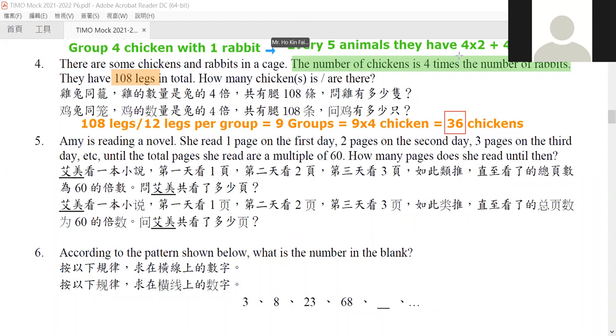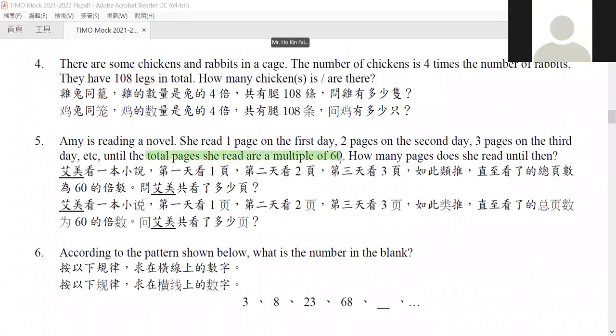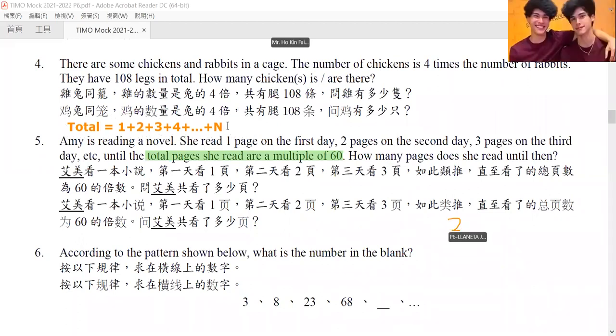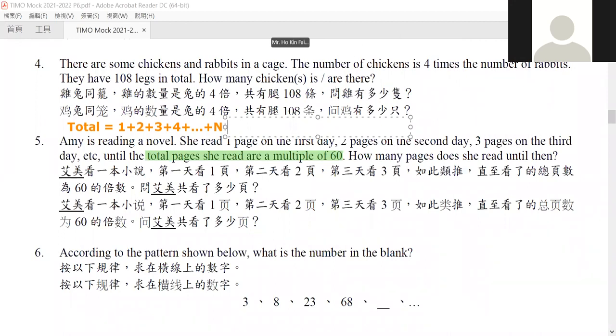So in this case, we want to find the cases in which the total pages is a multiple of 60. So what is the total pages, right? The total is equal to 1 plus 2 plus 3 plus 4, and so on up to some number. We don't know this number, but we do know that according to Gauss's theorem, it will be equal to n times n plus 1 divided by 2. Right, this is the Gauss summation.